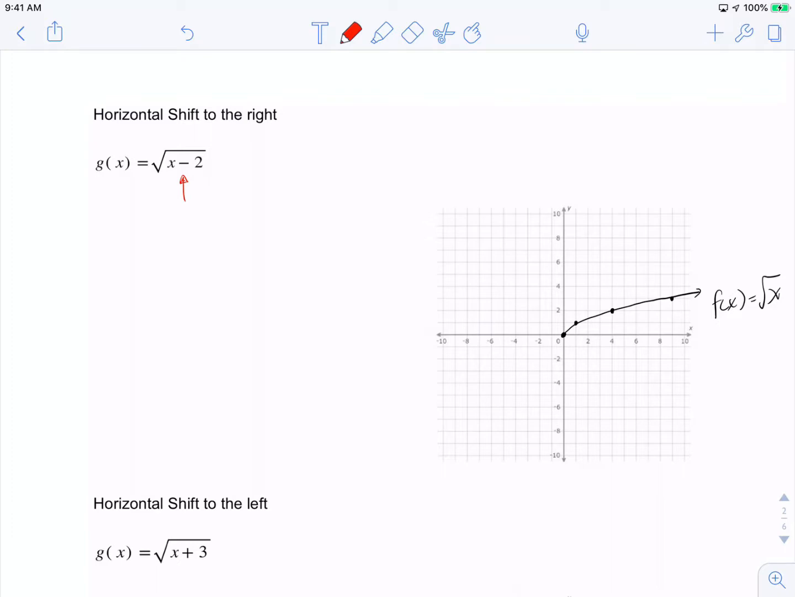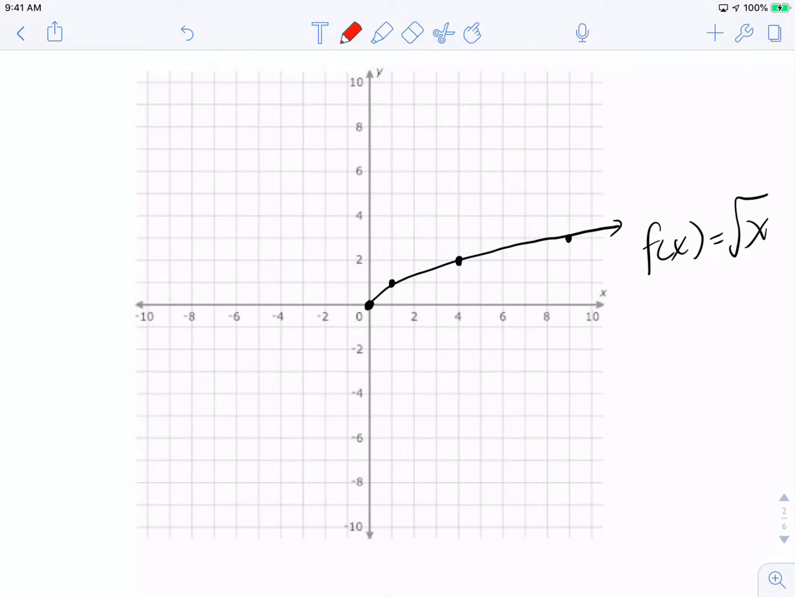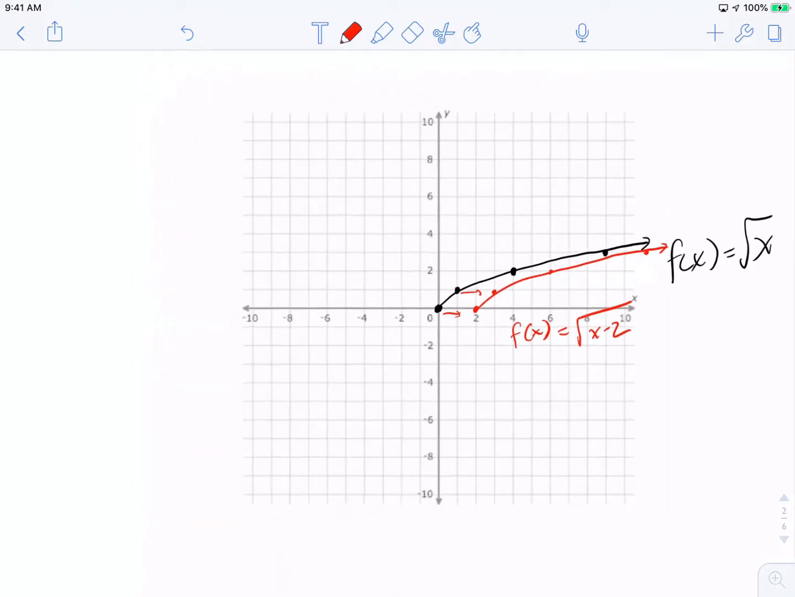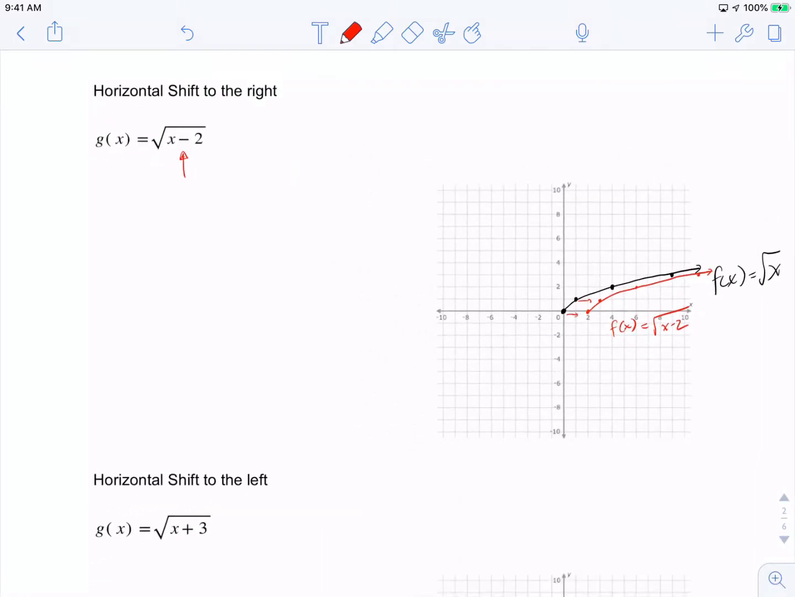So every point that I have on this is going to move 2 spots to the right. So that will go to the right, shifting this way. This will shift over 2. This will shift over 2, and this will shift over 2. And then our curve will look something like this. And this will then be f of x is equal to the root of x minus 2, with each point just moving over to the right. This is useful.